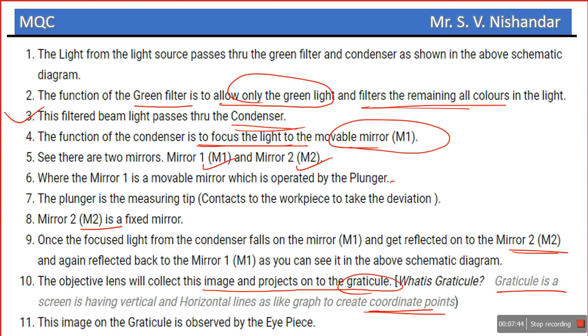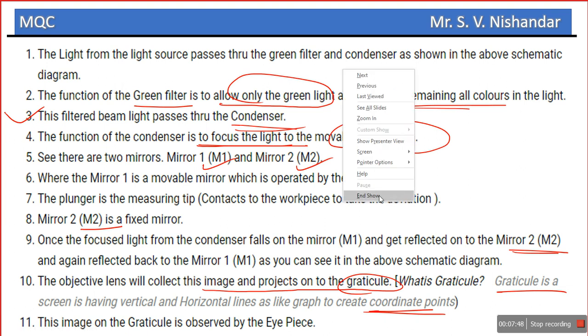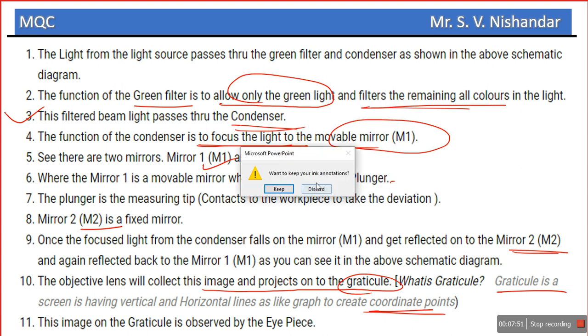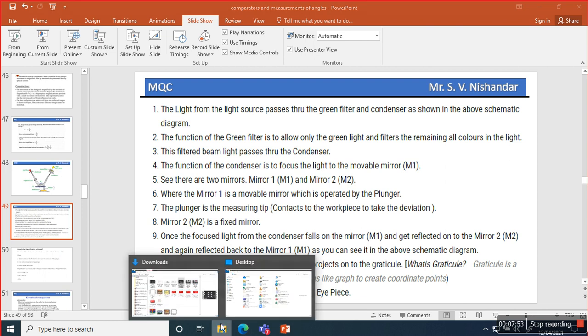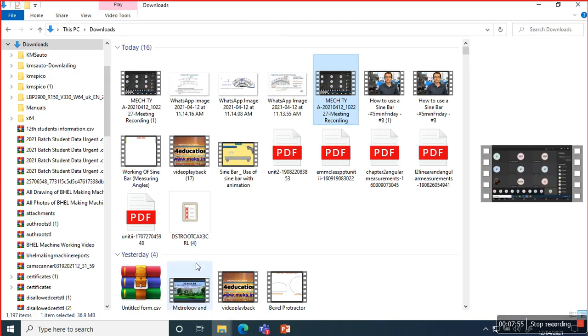So we will go through the animated video of the Zeiss optical comparator very fast. Just go through that video.